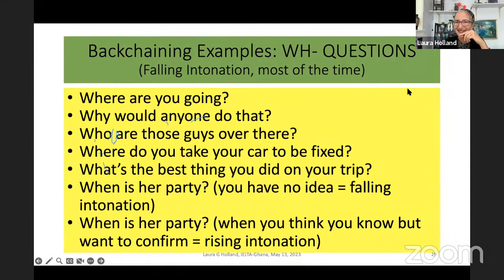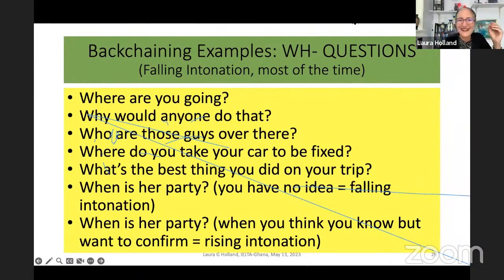All right. Good. Why would anyone do that? Well, no, start from the back now. And imitate. Here's the trick. After you do the whole, why would anyone do that?